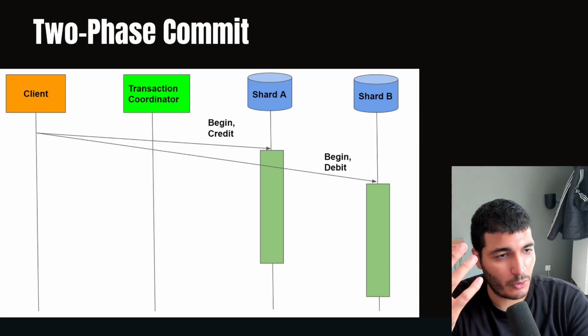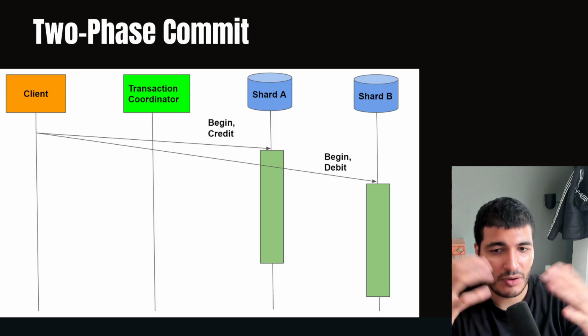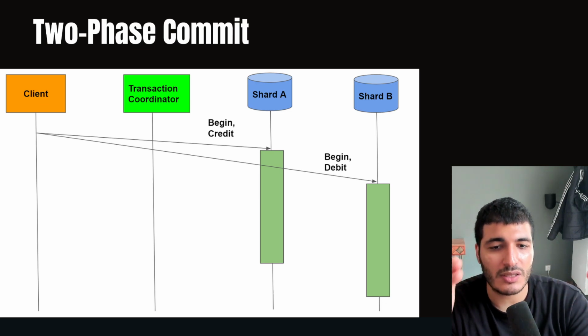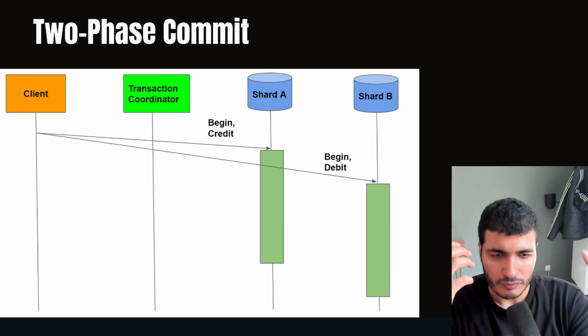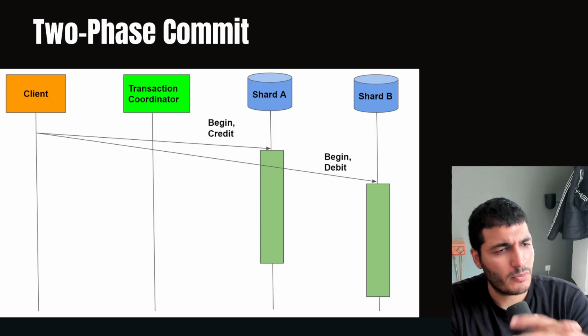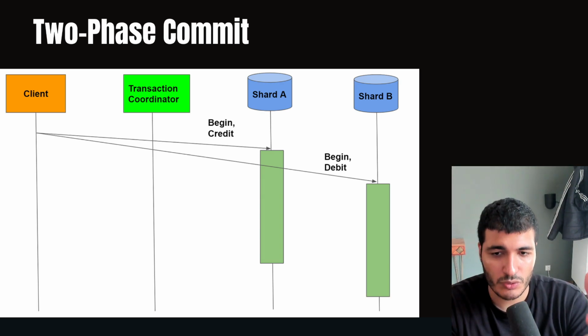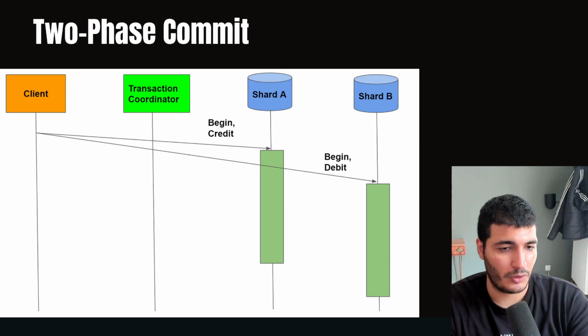Number two, we have a single point of failure. The coordinator is a critical single point of failure. If it fails at the wrong moment, it can lead to inconsistent state requiring manual intervention. Number three, we have a performance problem. It involves significant network overhead, like multiple rounds of communication, and higher latency due to blocking.